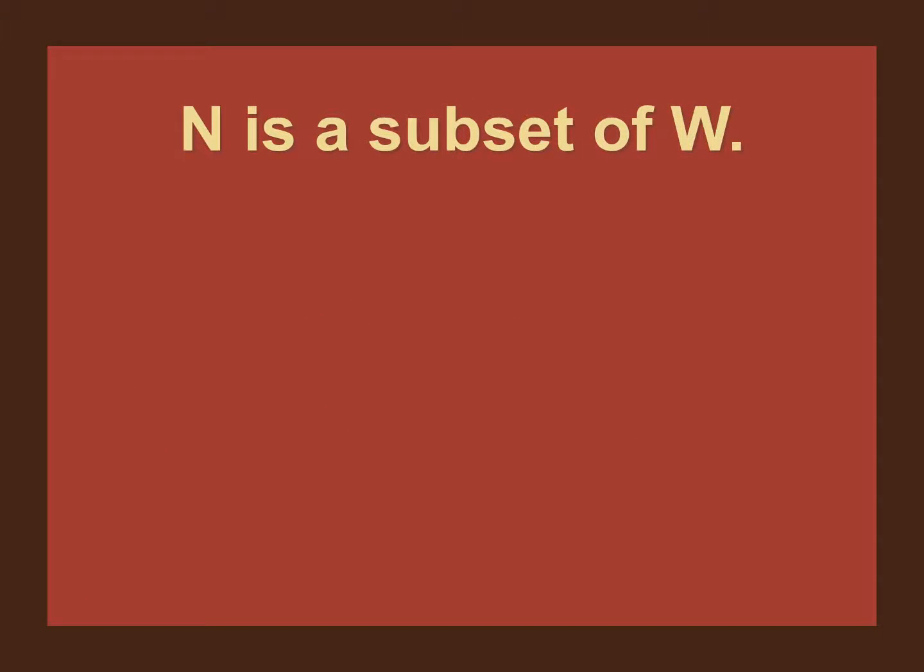The natural numbers are what we call a subset of our whole numbers, because our natural numbers are found inside our whole numbers. So everything that's a natural number is also a whole number. Here's the symbol for subset. It almost looks like a C, but a little scrunched down, with a line underneath it. This reads, the natural numbers are a subset of the whole numbers.